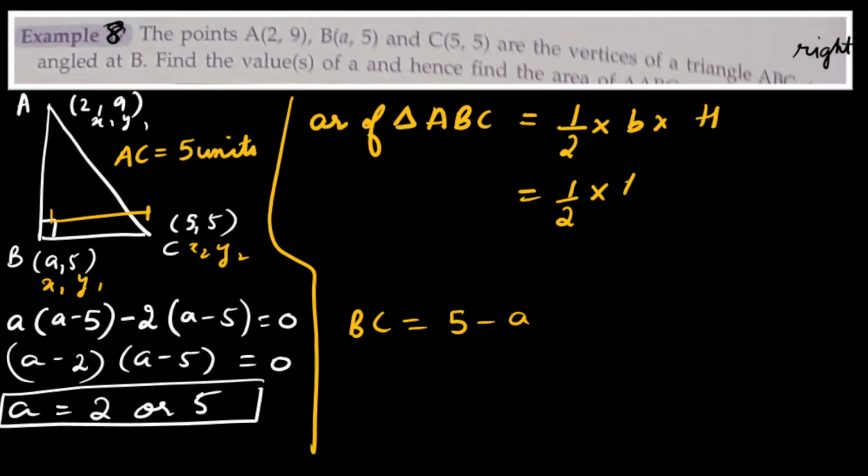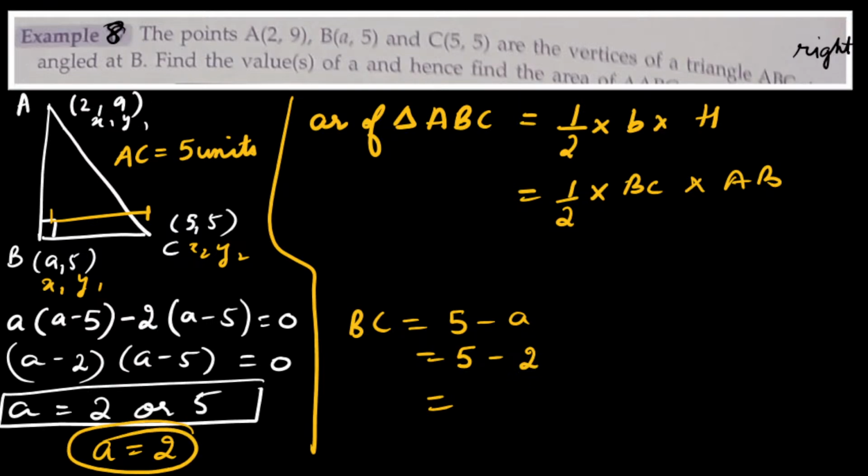Because here the base is BC and the height of this triangle is AB. Yes, so 5 minus A. 5 minus 2 I can do, because 5 minus 5 we cannot accept here. 5 minus 5 will become 0, so length cannot be 0. So A's value here we are going to accept as 2. Because if I substitute 5, it will become 5 minus 5. Base length cannot be 0. 5 minus 2 is 3. So BC's value is 3 units. I'll just substitute. What about AB?